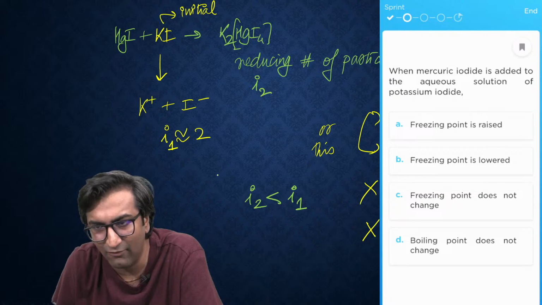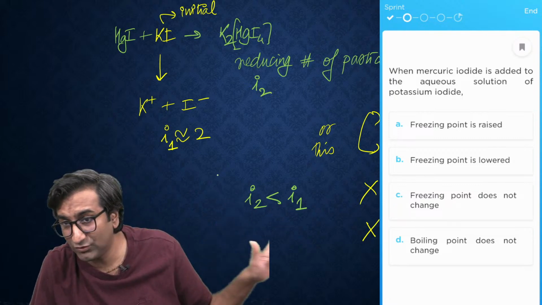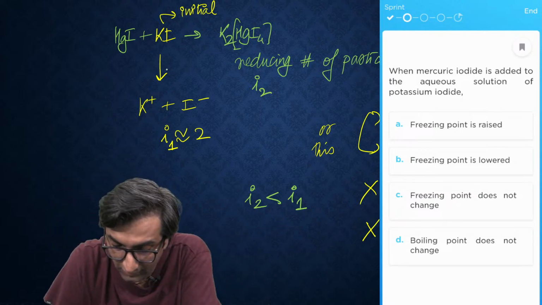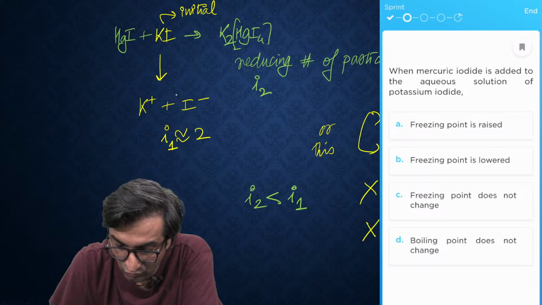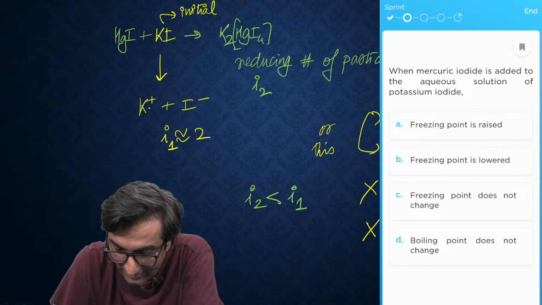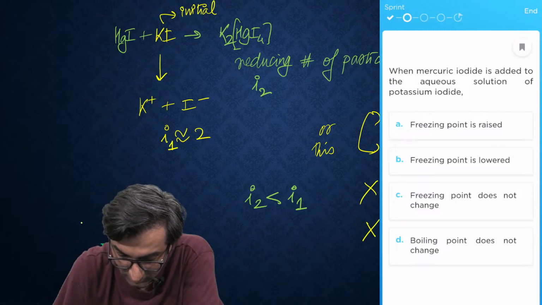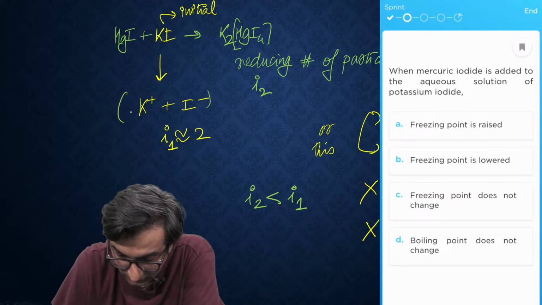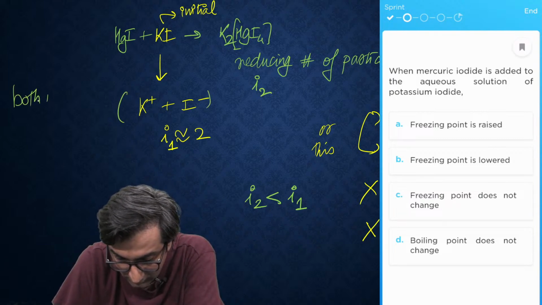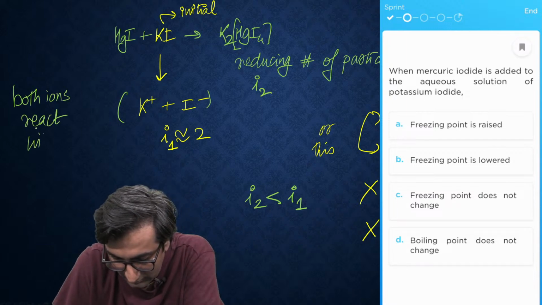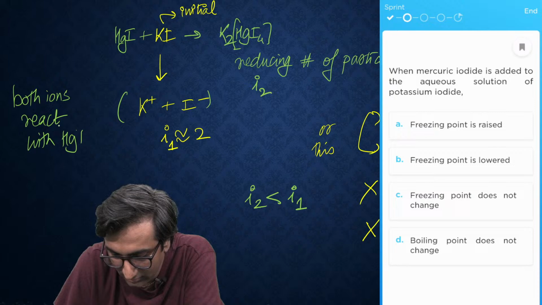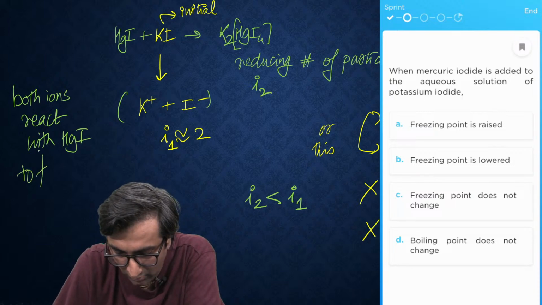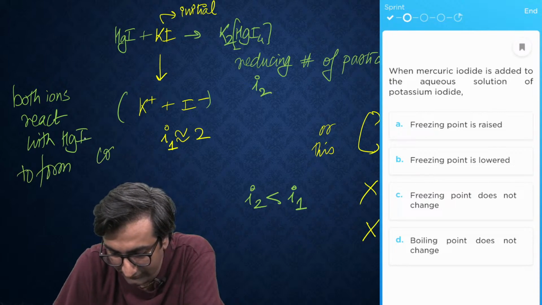i2 is definitely less than i1. Give me a thumbs up in the chat if this is okay. i2 is less than i1. Why? Because when I do the reaction, both these ions, let me write that here as well with the green color, indicating that it is the final thing. Both ions react with AgI to form complex.